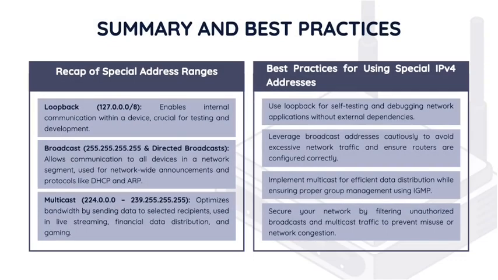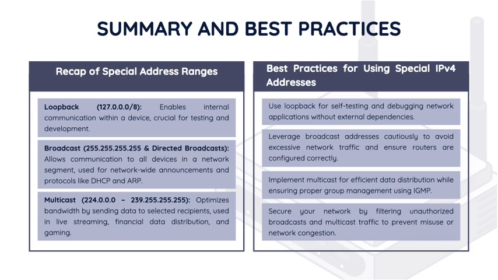So, alright, let's quickly recap what we have covered. First one, the loopback addresses. They are used for internal device testing and debugging. The broadcast addresses, which are of two main types, limited and directed, which are used for network wide messaging. And the third one, multicast addresses. They are used for efficient data distribution to selected groups.